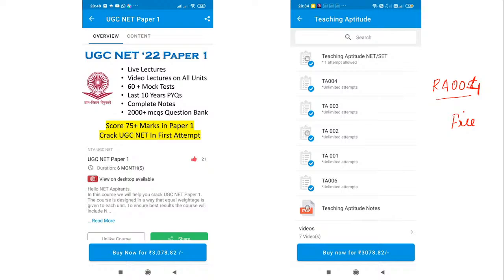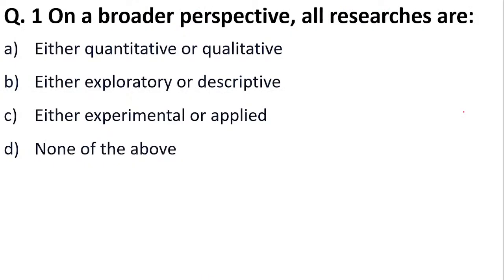Okay, so let's begin. The first question is, on a broader perspective, all researches are either quantitative or qualitative, either exploratory or descriptive, either experimental or applied, or none of the above. Okay, students, try to answer this question. All those who are live. On a broader perspective, all researchers are.